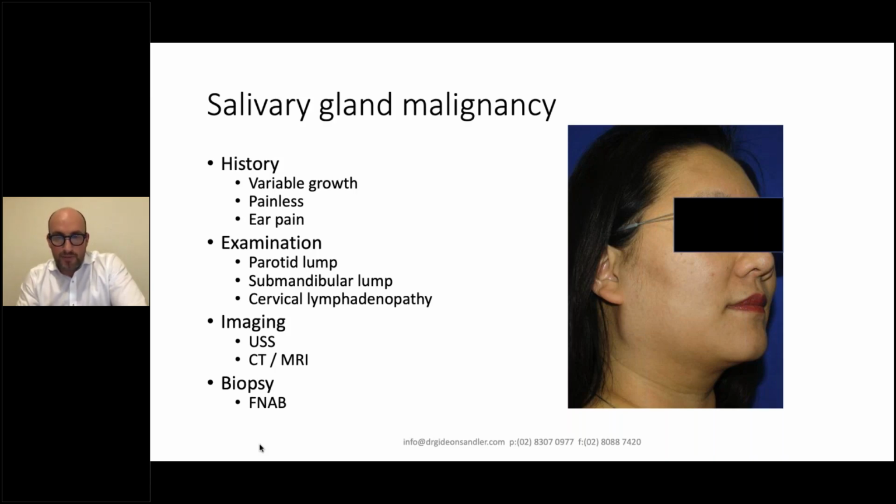An MRI is important in the definition of a parotid mass because we like to define its relationship to the facial nerve. 90% of parotid masses affect the superficial lobe, but about 10% of them affect the deep lobe, and an MRI helps to define the anatomy in order to direct the surgery.